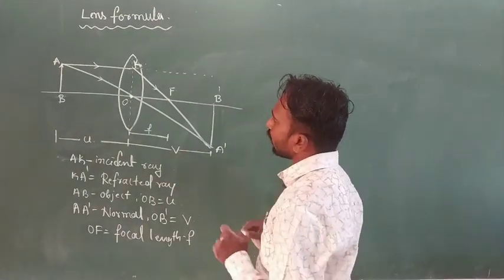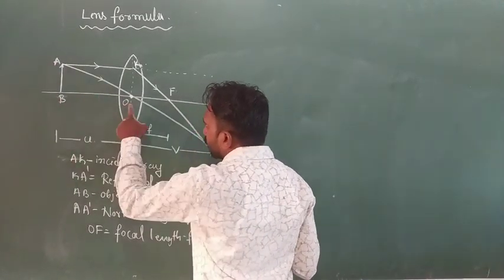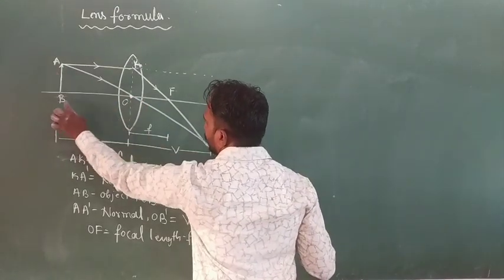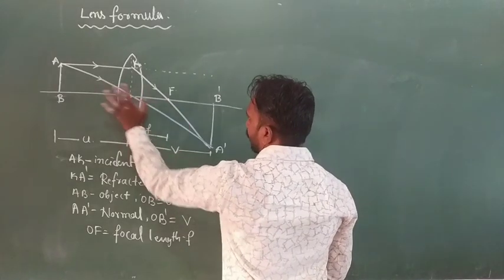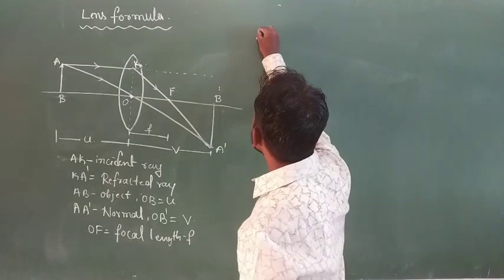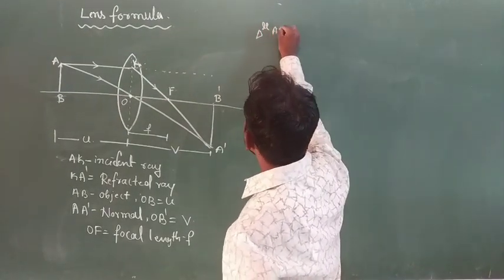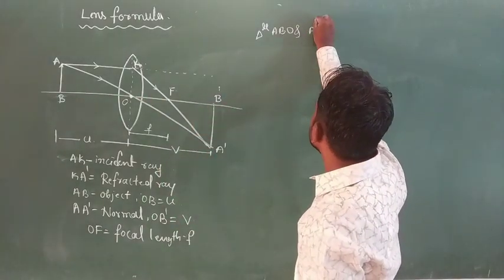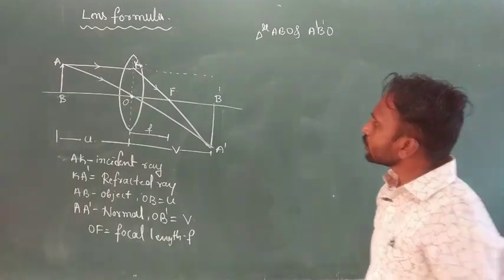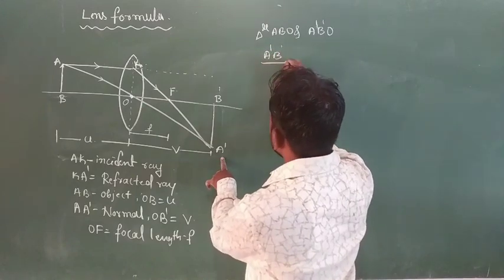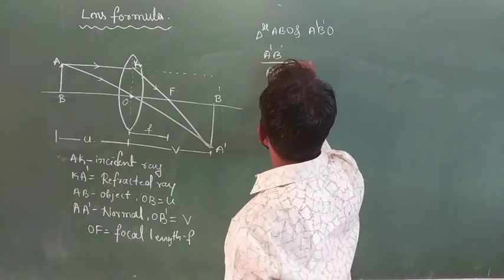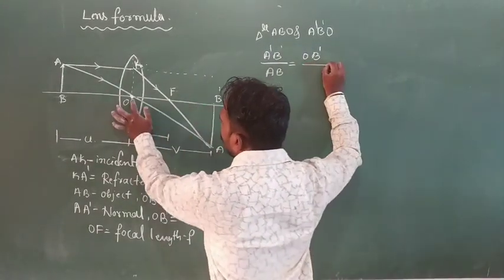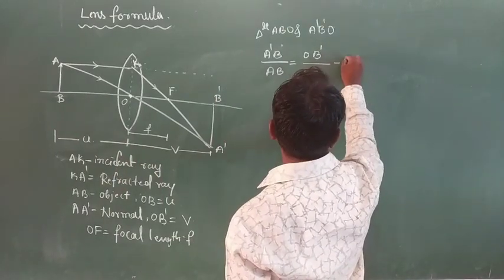Here we consider similar triangles: A B O and A dash B dash O. These two are similar triangles. So for this reason, A dash B dash divided by AB is equal to OB dash divided by OB. This is equation 1.